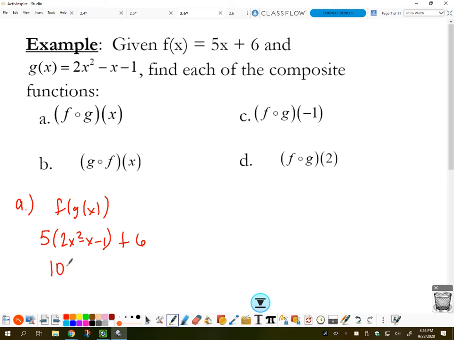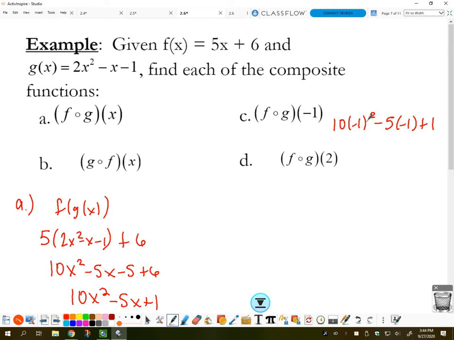All right, then I'm going to do a little bit of cleanup, so distribute and combine like terms. All right, and then part C, if I already have this done, then part C is as simple as, can I plug negative 1 into that? And get an answer. So what is this? Negative 1 squared is 1, times 10 is 10. This becomes plus 5, plus 1. So this is equal to 16.